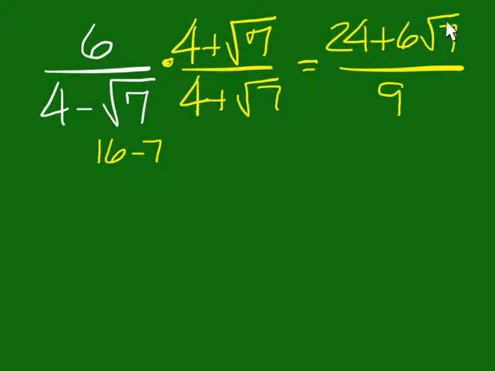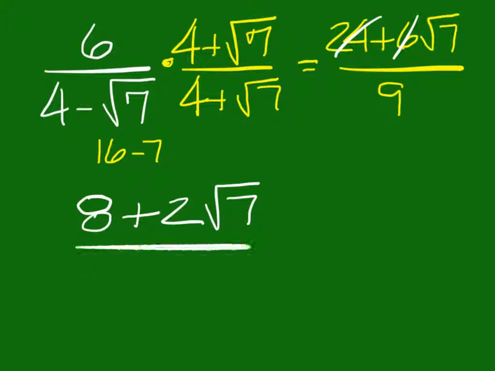Now your first check is the square root of 7. You can't break that up. No perfect square goes into it but 1. But 24, 6, and 9 can all be divided by 3. If I divide by 3 there, I get 8. Divide by 3 here to get a 2. And then divide by 3 on the bottom to get 3.